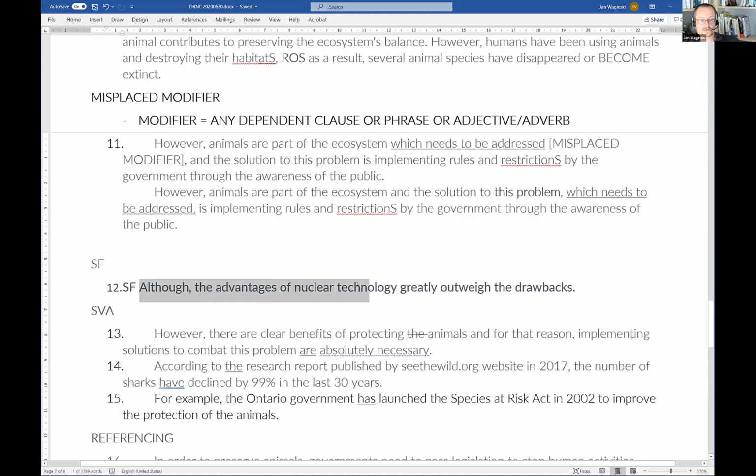Although the advantages of nuclear technology greatly outweigh the drawbacks. This is a different topic, but can anyone explain to me why this is not a sentence? Sentence fragment, fragment means a part of something.